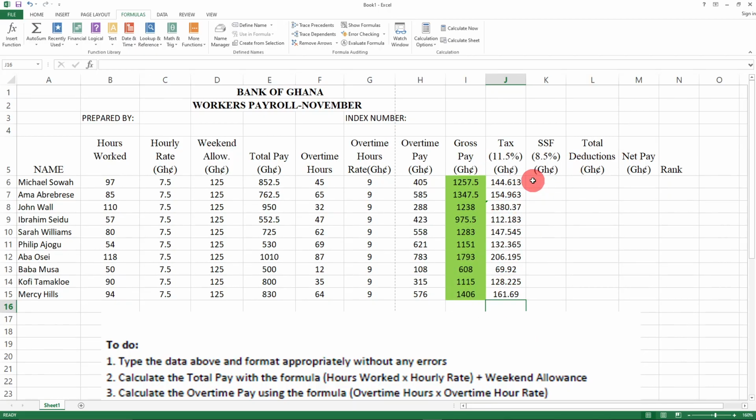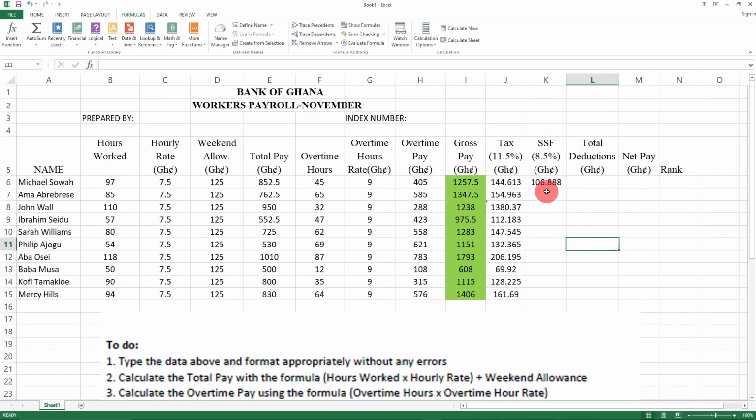Now you see the question, it was in two parts. The first one was to find the tax, and the second one was to find the SNET. So we are done with the tax. Let's move on with the SNET. It's the same procedure. This one was 11.5, here will be 8.5. So equal 1,257 times 8.5. I'm using the first formula so that you can understand. You close it, divided by 100.